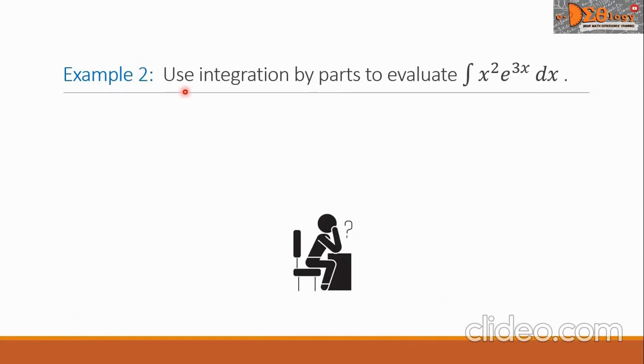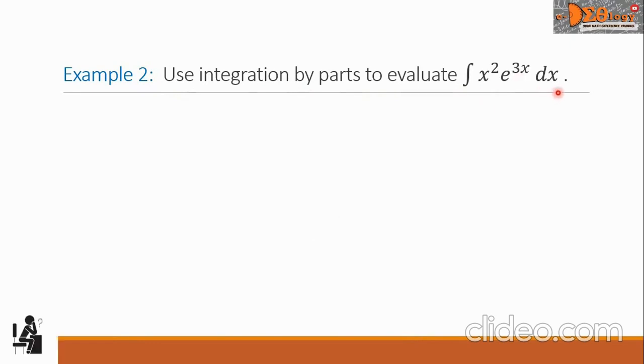Example 2. Use integration by parts to evaluate the integral of x squared times e raised to 3x dx. For our solution, we go to step 1. Let us choose u and dv. Let us identify the category of our functions here. X squared is algebraic, while this e raised to 3x is exponential.